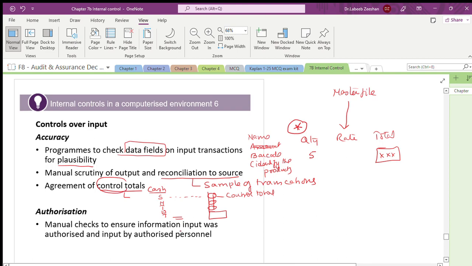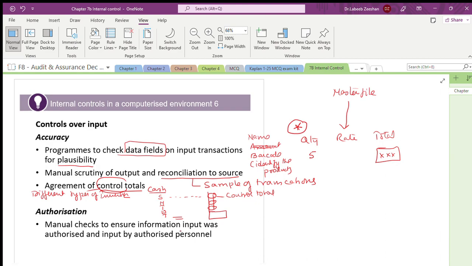Controls with respect to different types of inventory. Controls with respect to different types of receivables. You are getting receivables from different customers, and every customer account should match with the customer register also. This is with respect to accuracy. Again, accuracy is mostly mathematical accuracy.